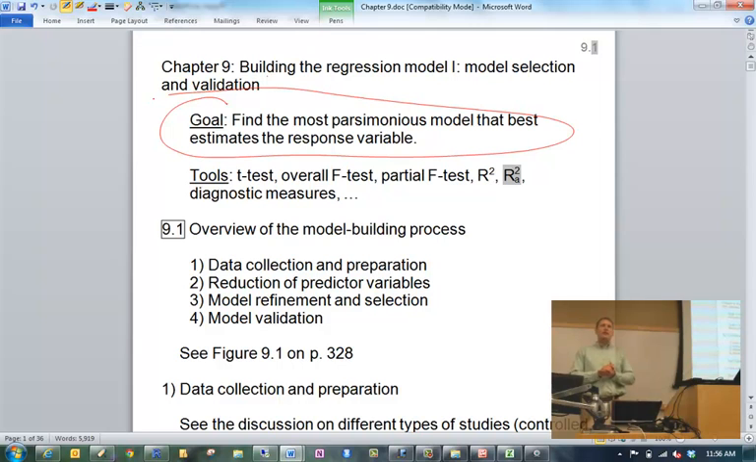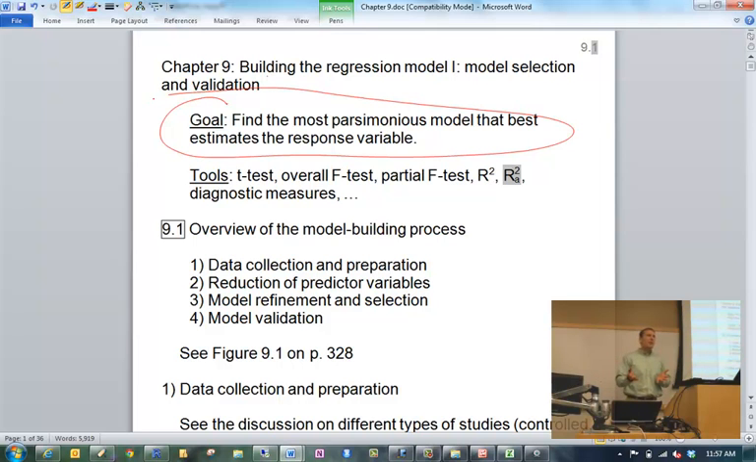I know when I took a class like this, my professor said that same goal, and I had to look up, what does parsimonious mean? Parsimonious means that you want the model to be basically as small as possible, to contain the least number of predictive variables as possible, but still give you a very good estimate of your response variable. So we want small models, but good models. That's our goal.